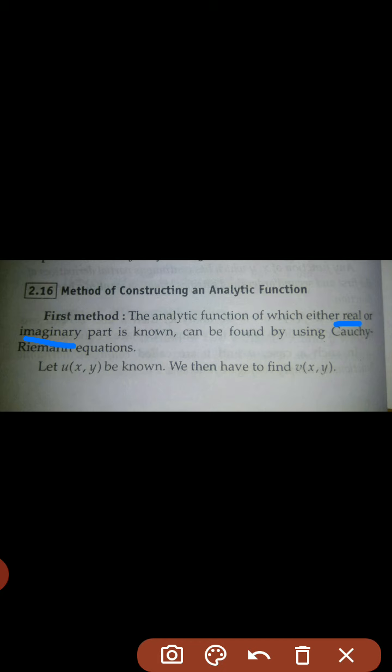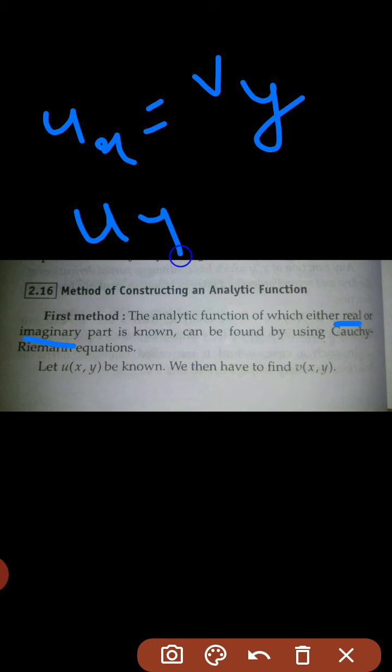In the previous lecture, I have given how we can find the Cauchy-Riemann equation. In the Cauchy-Riemann equation, two conditions are very important. The first one is ux equals vy, and the second one is uy equals minus vx. If both these conditions are satisfied, then we say that the Cauchy-Riemann equation is satisfied.